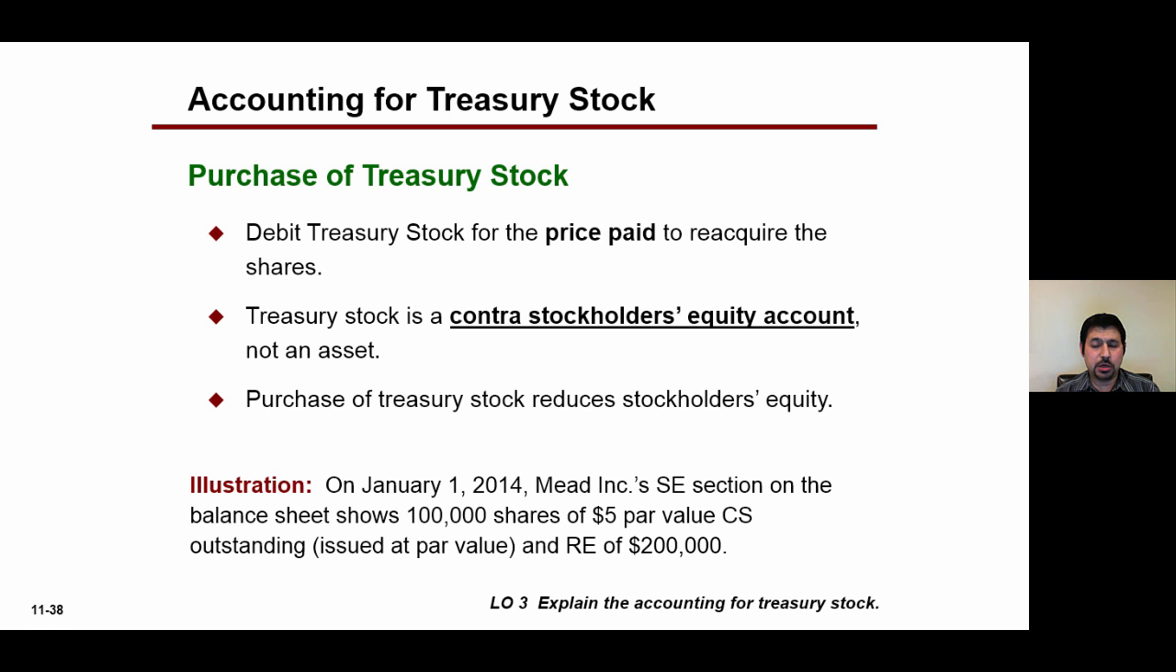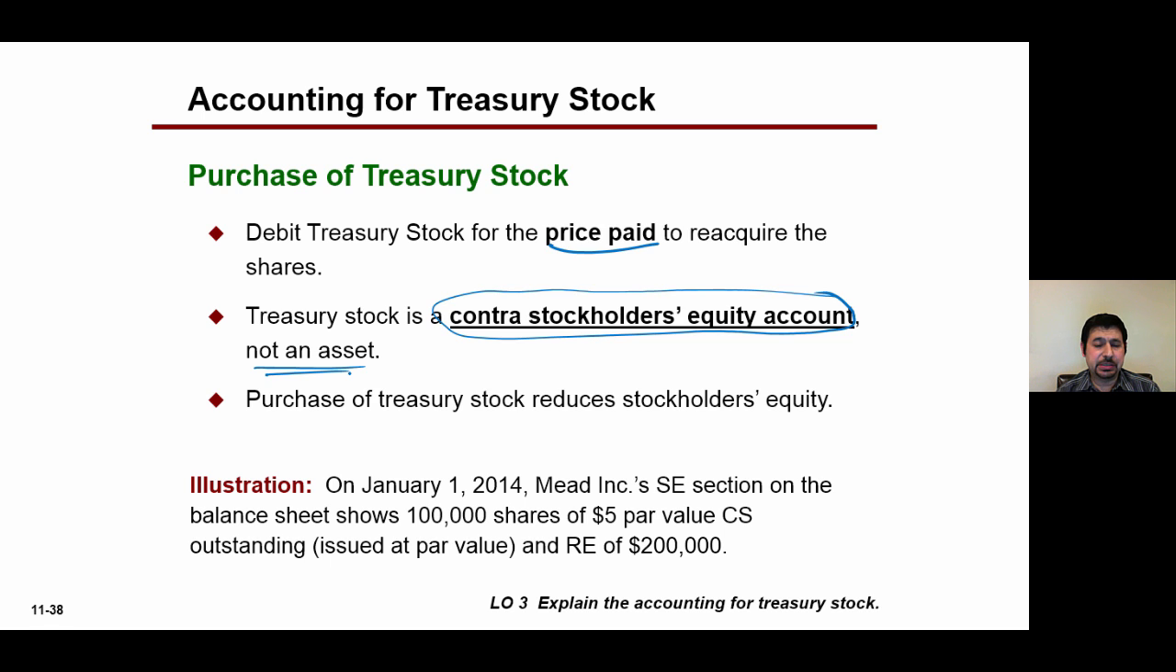When the company buys treasury stock, it is recorded at the price that the company paid, not at par value. The company will debit treasury stock the price that the company paid. This is a contra stockholders' equity account. Stockholders' equity accounts usually have a credit normal balance. This treasury stock has a normal debit balance. So this is a contra stockholders' equity account. This is not an asset. It is very important to remember that this is not an asset.